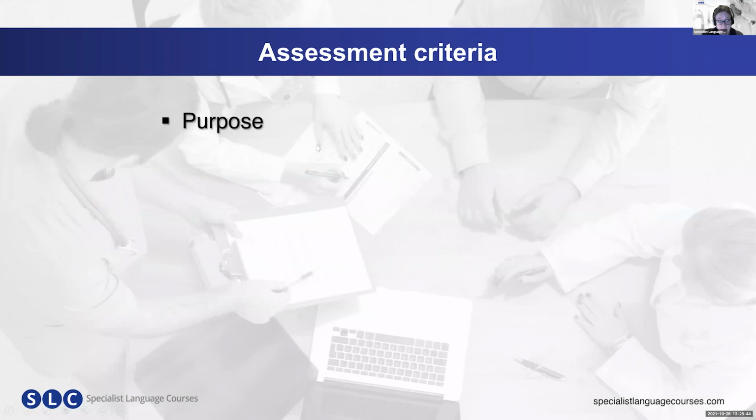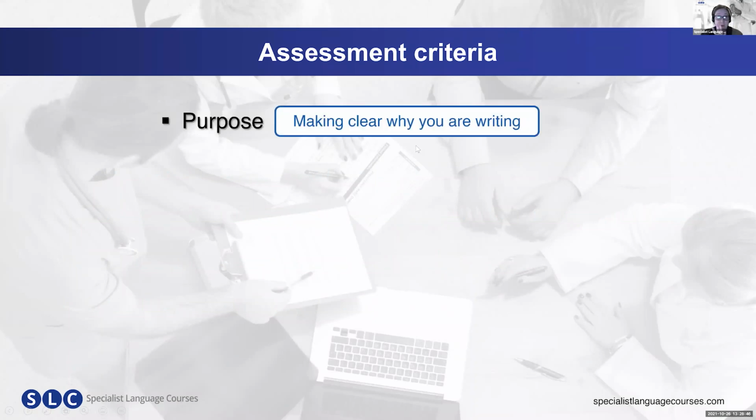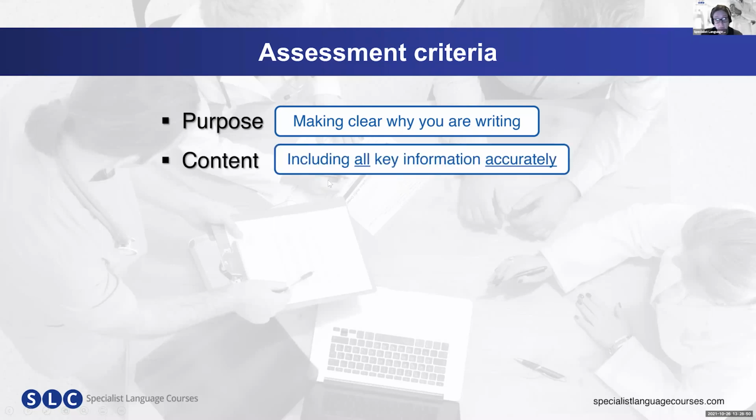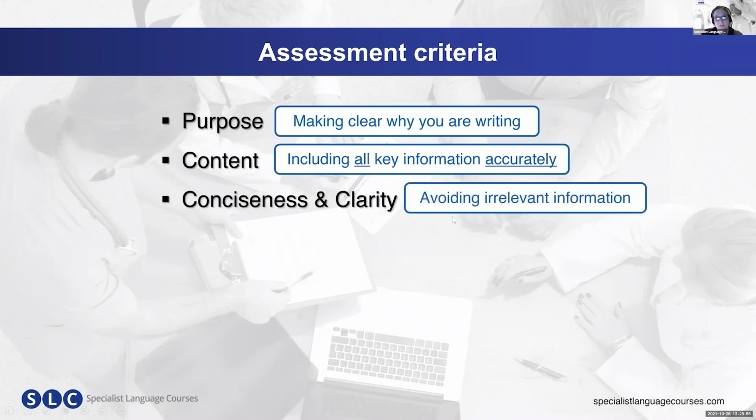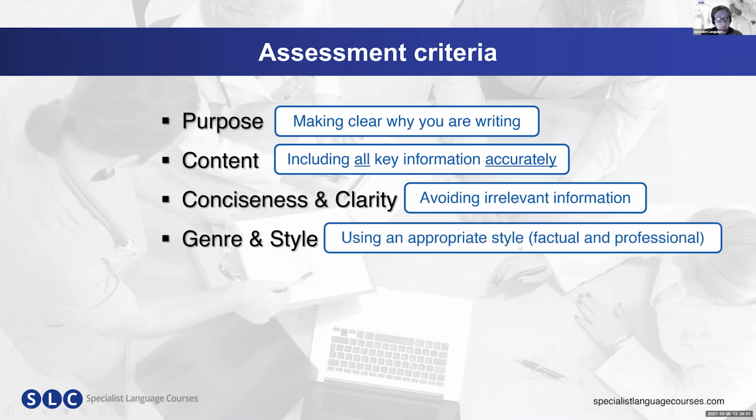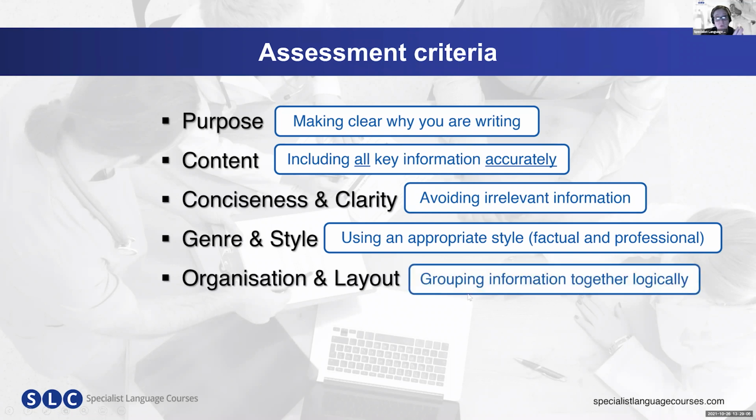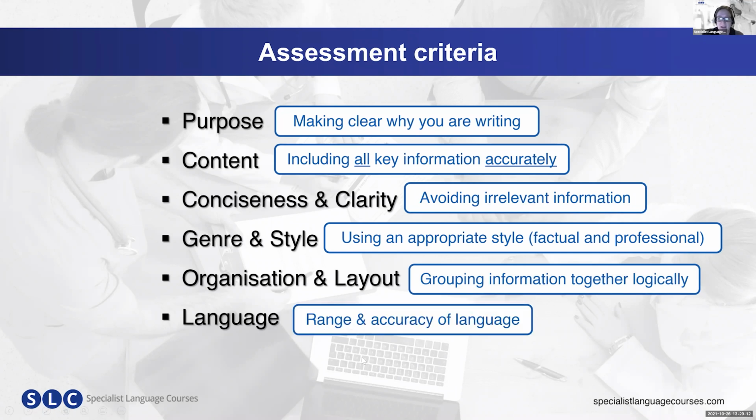So just to summarize, purpose is about making it clear why you're writing. Content: include all information and accurately. Conciseness and clarity: avoid irrelevant information. Genre and style is to use an appropriate style, factual and professional. Organization and layout: grouping information together logically. And language: range and accuracy of language appropriate to the situation.